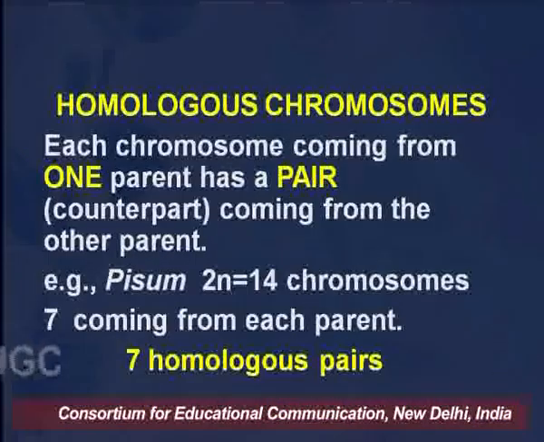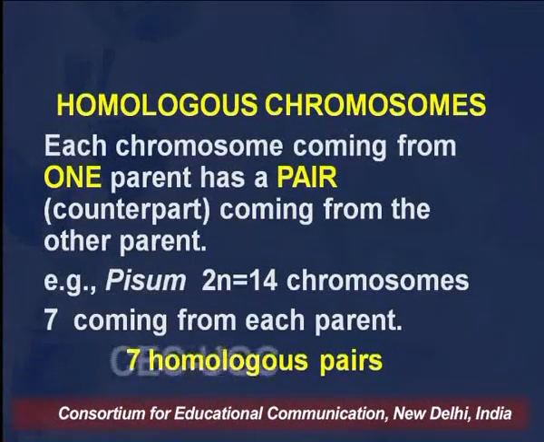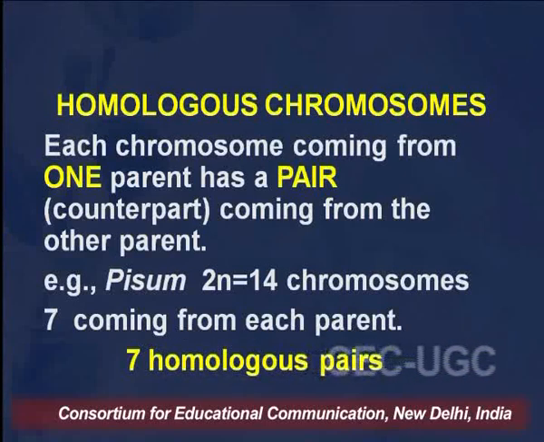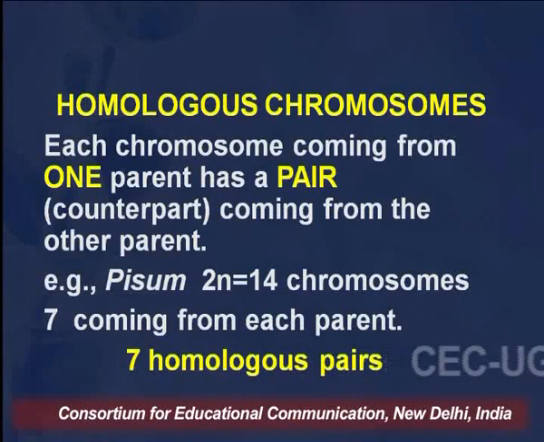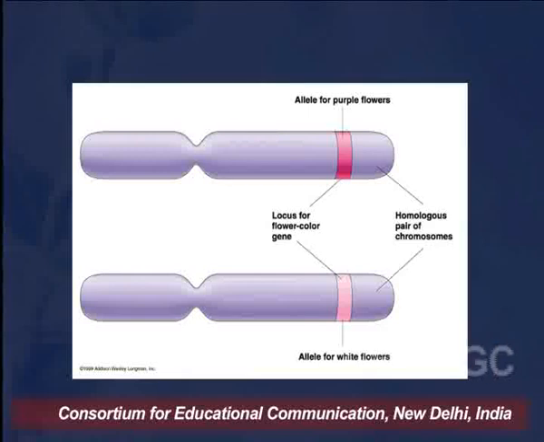And what do we mean by a homologous chromosome? Each of the chromosomes present in a diploid organism comes from one parent, and they form a pair or a counterpart. In other words, each chromosome coming from a parent has its counterpart coming from the other parent. For example, Pisum sativum has 14 chromosomes in its diploid complement. So 7 come from one parent and 7 from the other, making 7 homologous pairs.